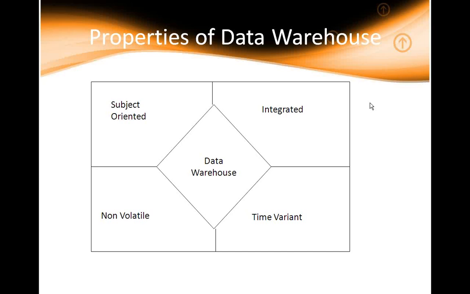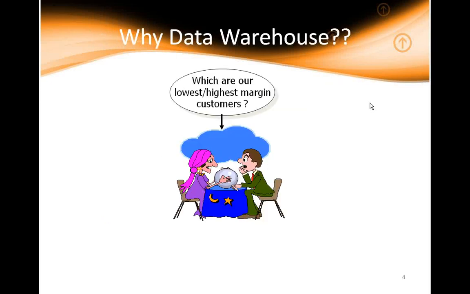And subject oriented. It is subject specific. For now, just leave the subject aside. As and when we go further, you will come to understand what subject oriented means. And time variant. As I told you, it will have the data of all times, the complete history up to the current. So these are the main basic properties of a data warehouse.